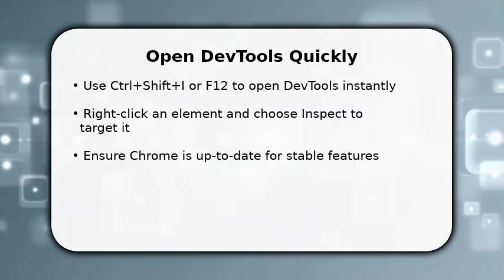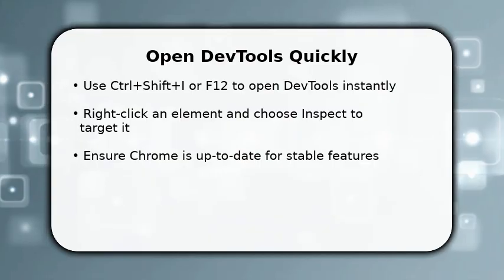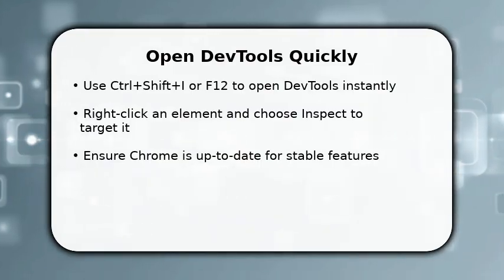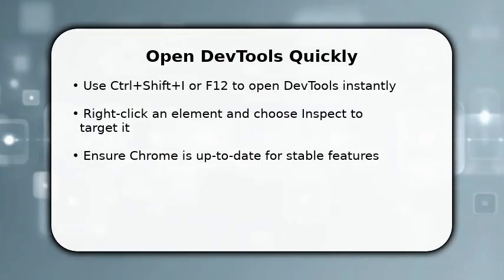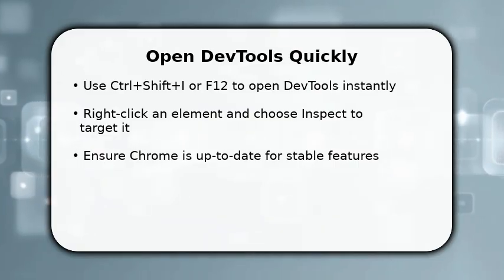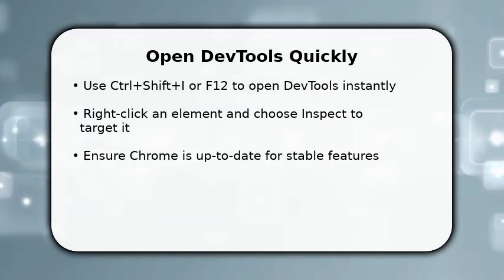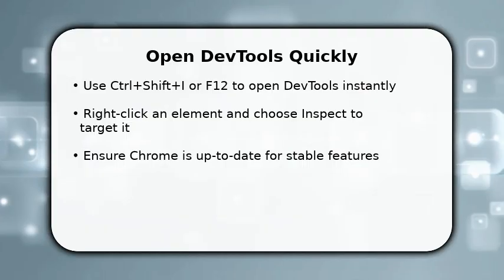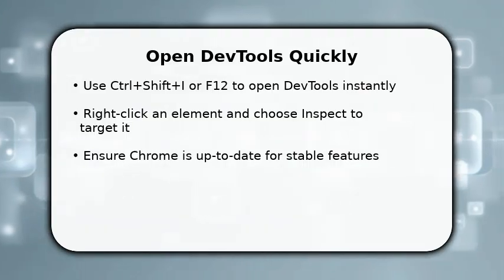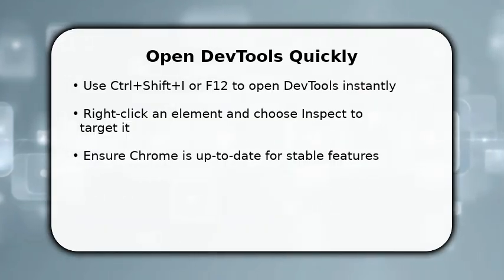You start by opening Chrome and immediately launching DevTools. Press Ctrl+Shift+I or F12. You can also right-click a page element and select Inspect to focus the Elements panel. This gives you the live DOM and CSS. You need that to change styles or debug scripts.